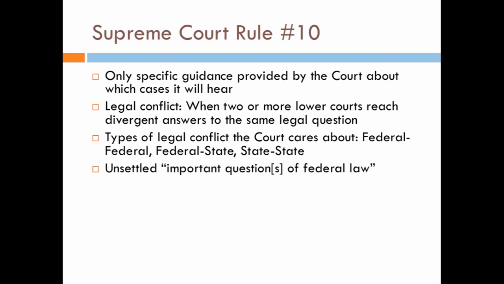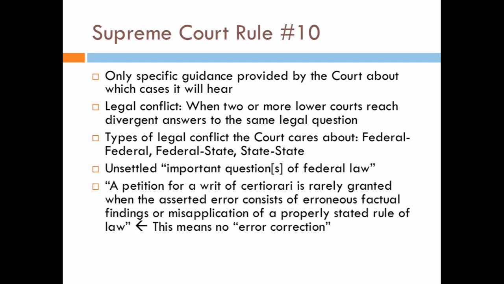Rule 10 also says that the Supreme Court will be more likely to hear unsettled, important questions of federal law, but notes that for a petition to be granted a writ of certiorari, there has to be more than just error correction. So a writ of certiorari, a cert petition, is rarely granted when the asserted error consists of erroneous factual findings or a misapplication of a properly stated rule of law. So this means no error correction. Basically, the facts of the case are assumed to be settled before a case reaches the Supreme Court's marble palace.